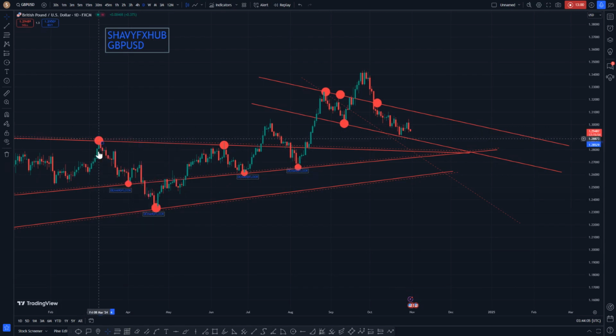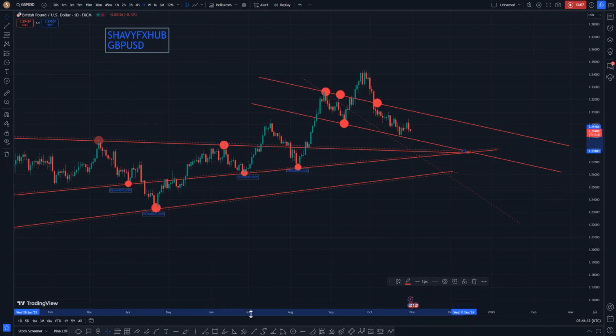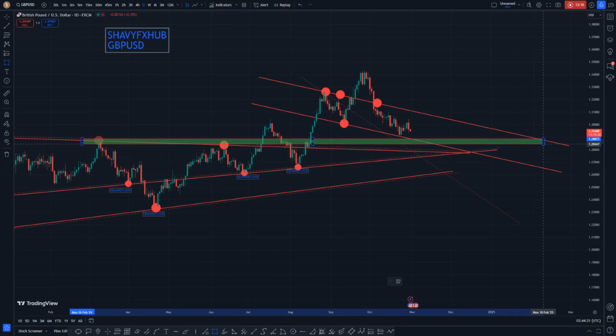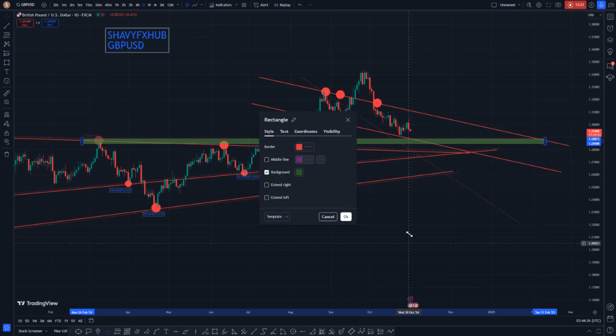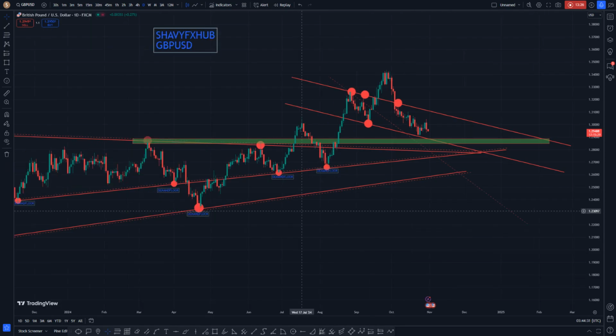So the playing into this level will attract buying. So we want price to play into this level. If it plays into this level, that will be a buy for GU. So if price plays into this level, it will be a buy for GU. We want it to come down to here.